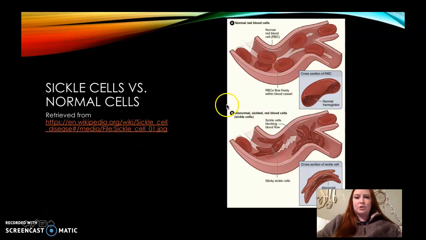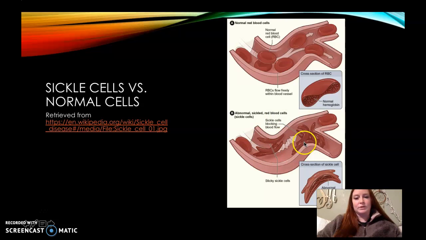And this is a picture that I actually got from Wikipedia, but I found that it illustrates what sickle cell is really well. So in A, you have the normal red blood cells. They're kind of donut shaped and they're more flexible, so they can flow easily through the blood vessels. And then right here you have what a normal hemoglobin looks like in this cross section of red blood cells. And then in B, you have the abnormal sickled red blood cells. So they're kind of banana shaped.